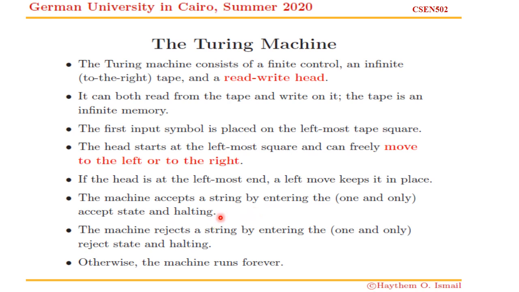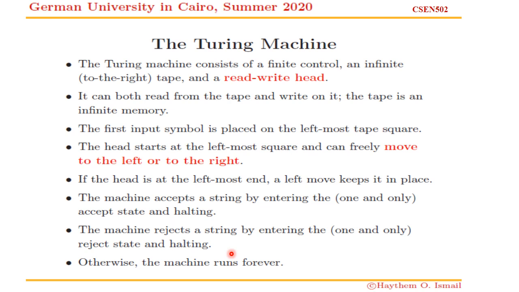It just stops. The machine rejects a string by again entering the one and only reject state. So Turing machines, unlike DFA and PDA, have a designated reject state. Each Turing machine has a single reject state, and if the Turing machine wants to reject, it enters that state, and once it enters it, just like the accept state, it will halt, it will stop. Now, if the Turing machine never enters the accept state or the reject state, it basically will run forever. It will never halt. It will keep on running and running and running, okay?